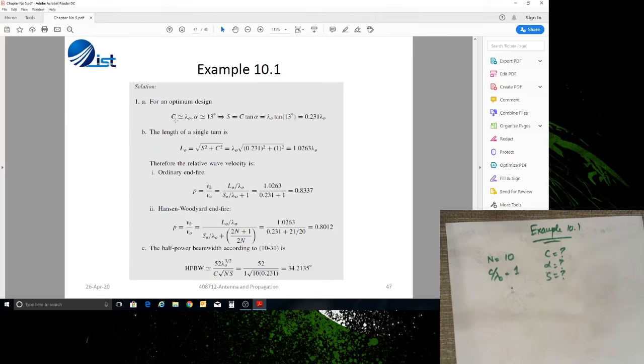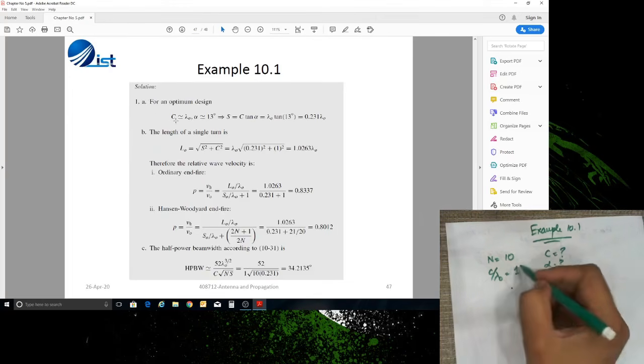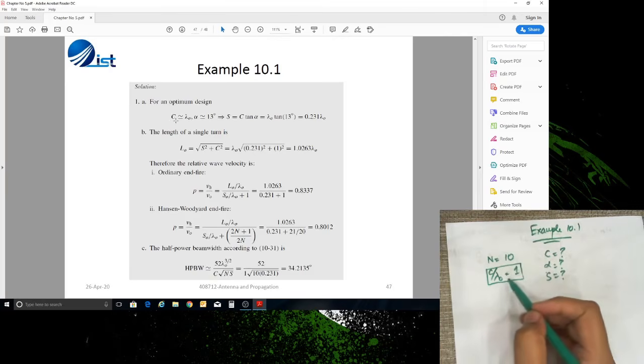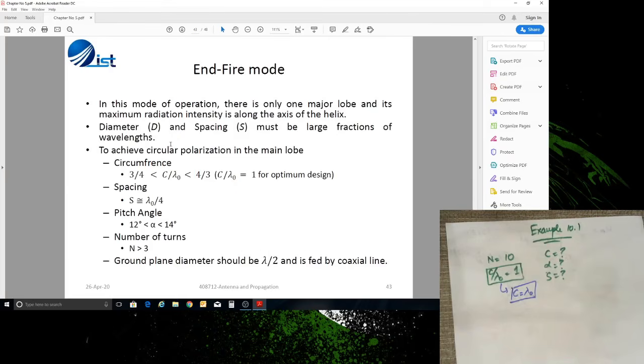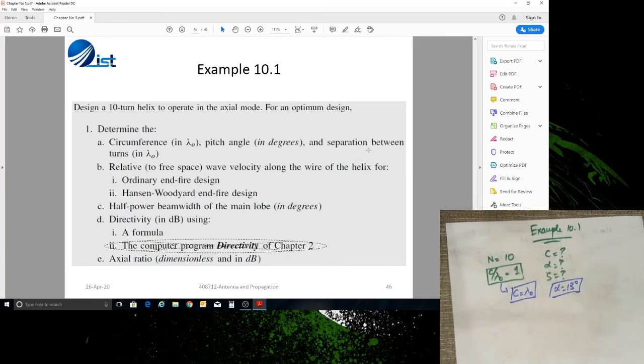सो हमें पता है कि जो सर्कमफ्रेंस निकालने के लिए we know that for optimum design, C by lambda naught is equal to 1, and we need to find circumference in lambda naught. So from this optimum design constraint we can find C is equal to lambda naught. ठीक है, और जो पिच एंगल है वो हमने जिस तरह डिजाइन प्रोसीजर के अंदर देखा था, एंड फायर मोड के लिए alpha should be between 12 and 14. So you can just write alpha should be equal to 13 degrees.